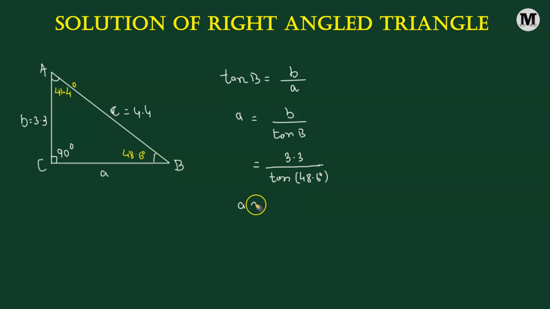So a comes out to be approximately 2.909, or we can consider it to be 2.9. So this is going to be the measure of the side a, that comes out to be 2.9. So we have successfully obtained the value of angle A, that's 41.4 degrees, angle B, that's 48.6 degrees, and the measure of side BC, or the side a, that's going to be 2.9 units. So this is going to be our final value.